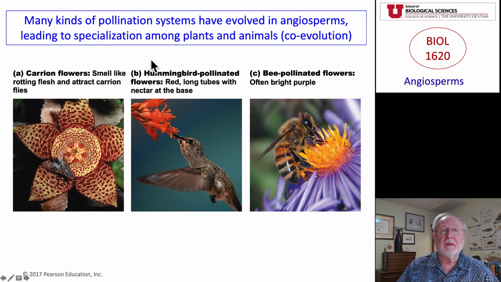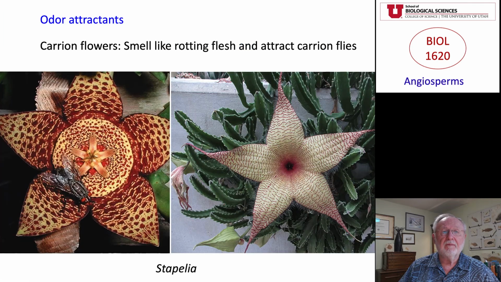Other flowers attract hummingbirds and other kinds of birds with a nectar reward. So in the process of sticking its beak in to get the nectar, the hummingbird picks up stamens. Some plants attract bees with a small nectar reward using bright colors, usually colors that are visible in the ultraviolet wavelengths. So let's consider carrion flowers as an example.